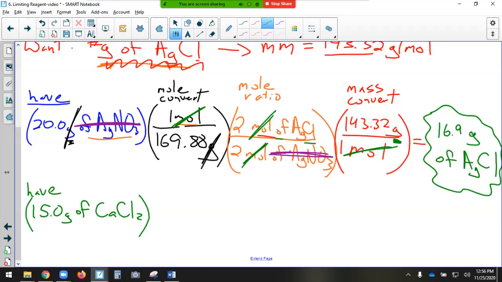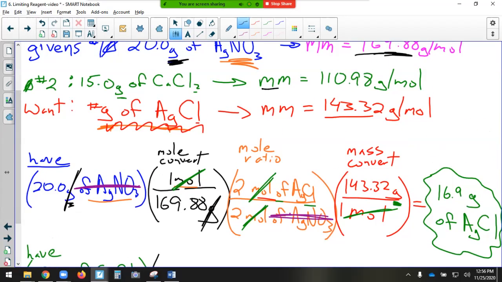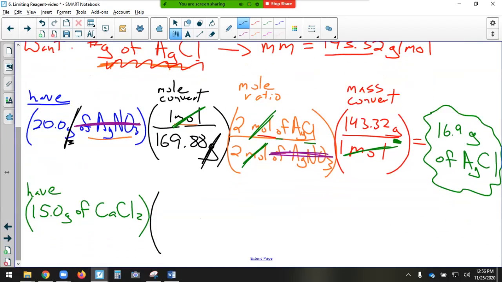Once again, we do not have moles, so we can't go straight to the mole ratio. We're going to have to do a mole conversion. That's where your molar mass comes in. The molar mass of calcium chloride is 110.98. So we're going to multiply by 1 mole for every 110.98 grams. Cancel off your units that cancel. At this point, you have moles of calcium chloride, which is good because now you can do the mole ratio.